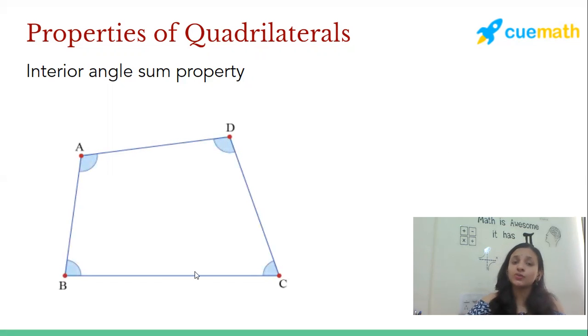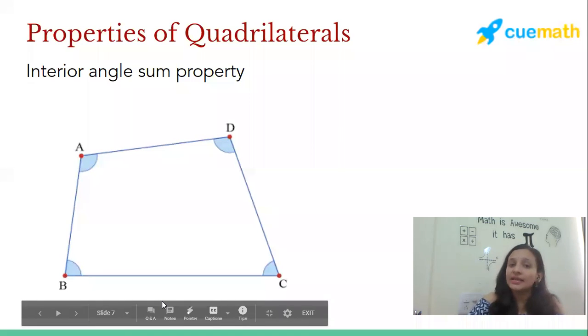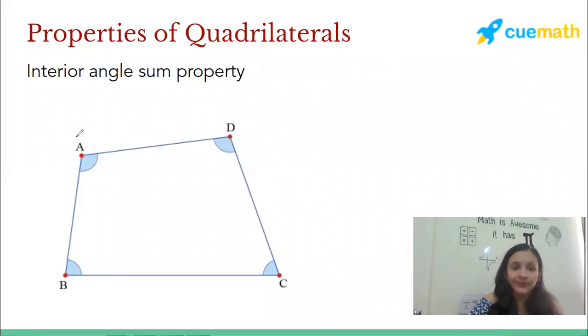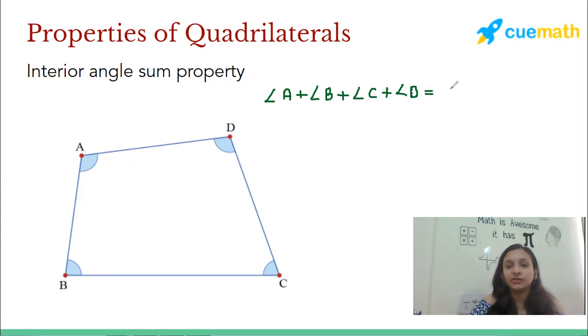Okay, so basically, the interior angle sum property of a quadrilateral says, you see four angles here, right? Angle A, angle B, angle C, angle D. If you add all the angles, that is angle A plus angle B plus angle C plus angle D, the sum of all four interior angles in any given quadrilateral, no matter its shape, how distorted it is, is 360 degrees. No matter what, small, big, however it is, if it's a quadrilateral, the sum of the interior angles would be 360.